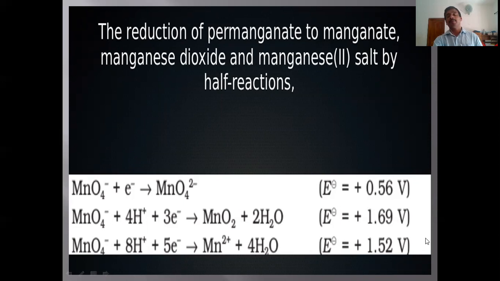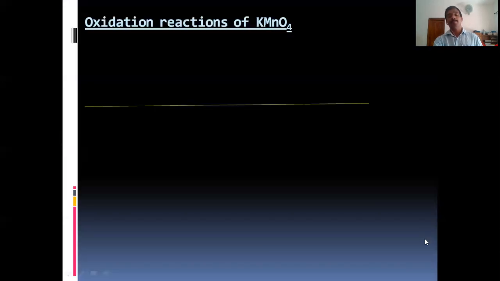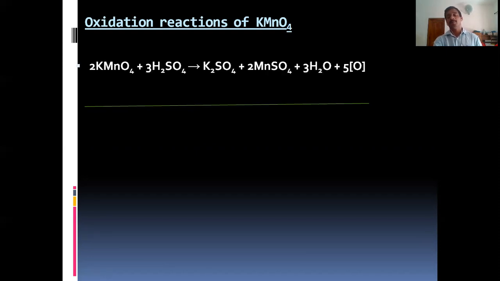In acid medium, first we can see the reaction in acid medium. Oxidation reactions of KMnO4 in acid medium. In acid medium, potassium permanganate can produce nascent oxygen. This equation clearly explains it. 2 KMnO4 plus 3H2SO4 gives K2SO4 plus 2 MnSO4 plus 3H2O plus 5O. 5 nascent oxygen atoms are produced.